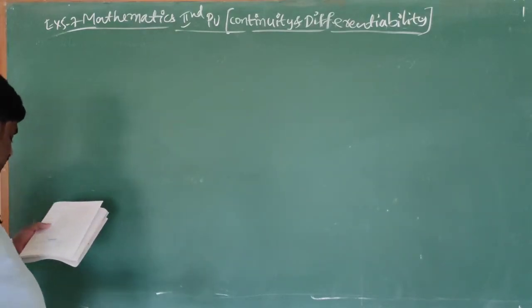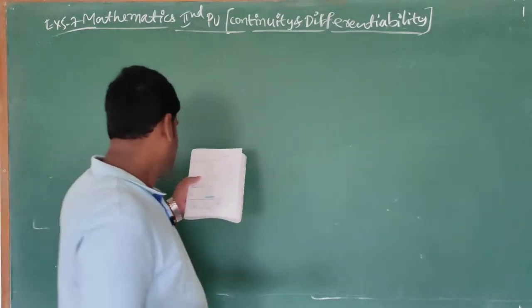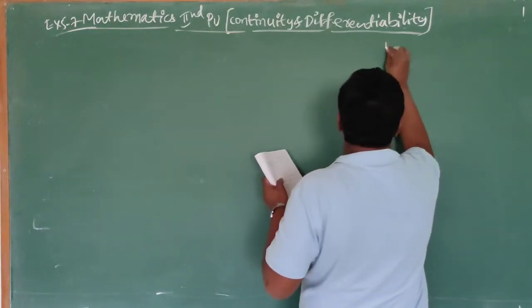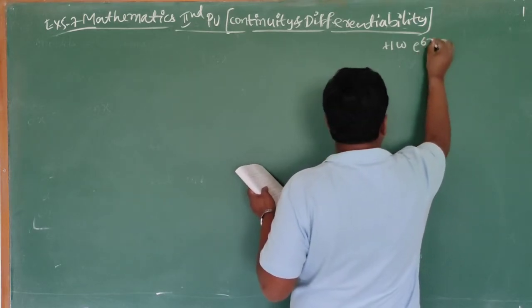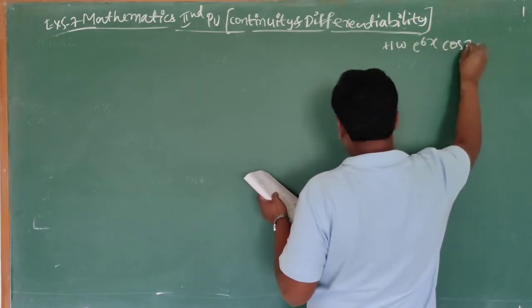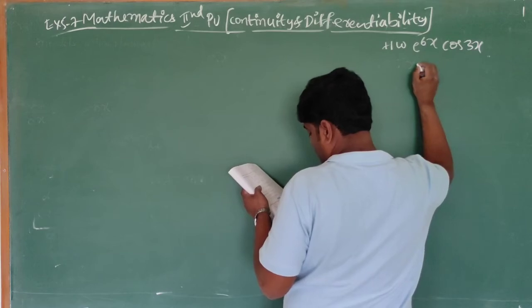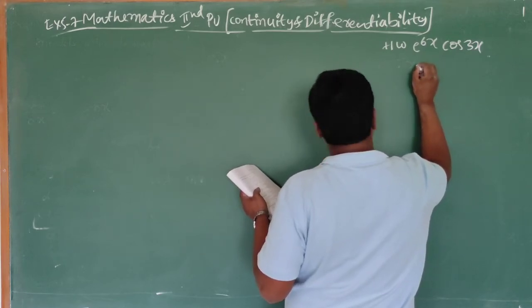Next problem. Similar problems are for you as homework. So the homework problem is e power of 6x cos 3x. Next, tan inverse.